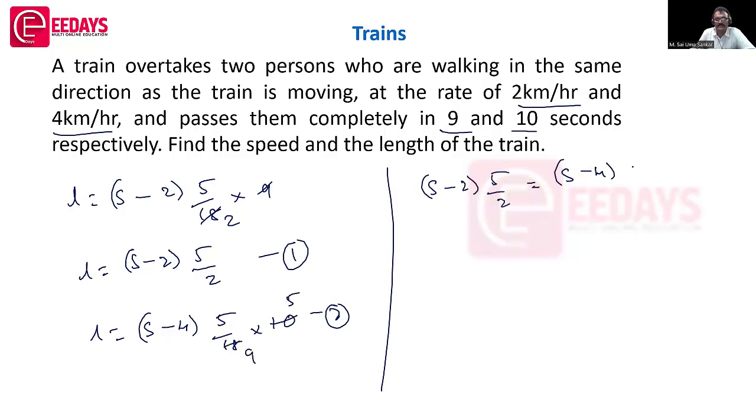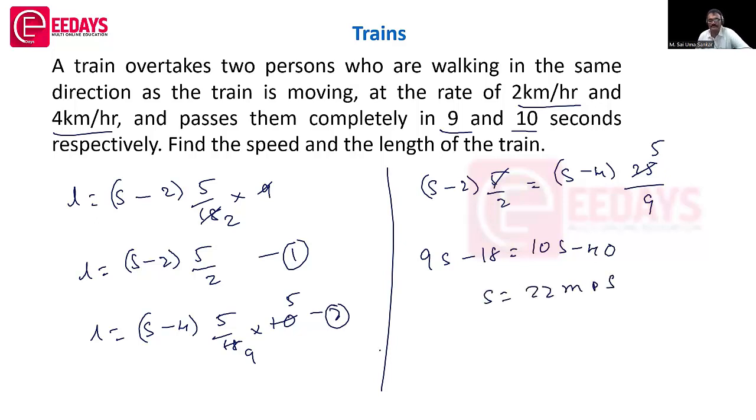5 by 9, 25 by 9, and this 5 times cancels. 9S minus 18 is equal to 10S minus 40. So S is equal to 22 meters per second. That is, 10S minus 9S is equal to S. Here this minus 40 goes to the other side as plus 40. 40 minus 18 is 22 meters per second.